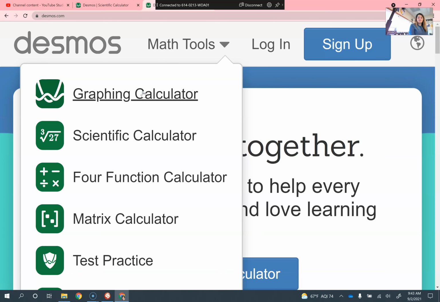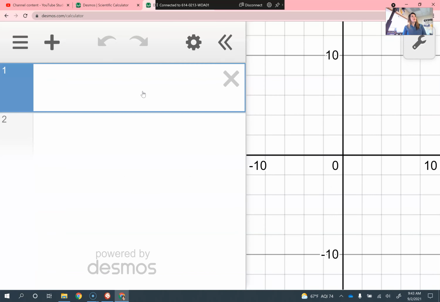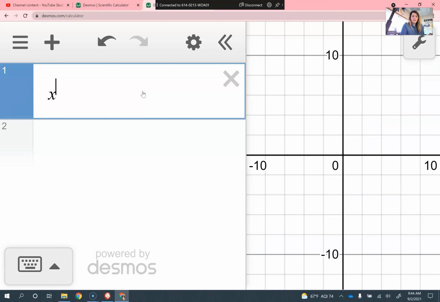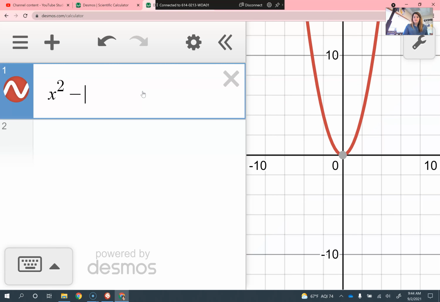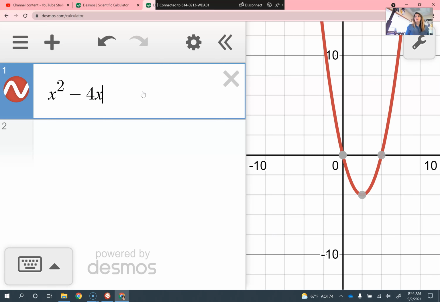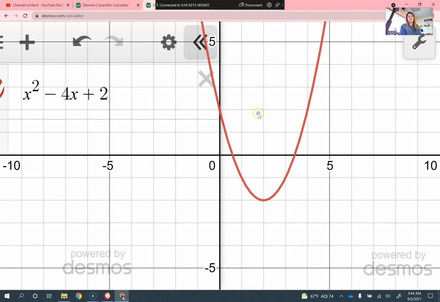When you go to plug this in, you only plug in what is to the right of f of x. This is what you type in to the bar you see. If you don't know what I'm talking about, you'll want to look at the window side of the classroom. So I type in x squared minus 4x plus 2, and that's going to show me what this parabola should look like.